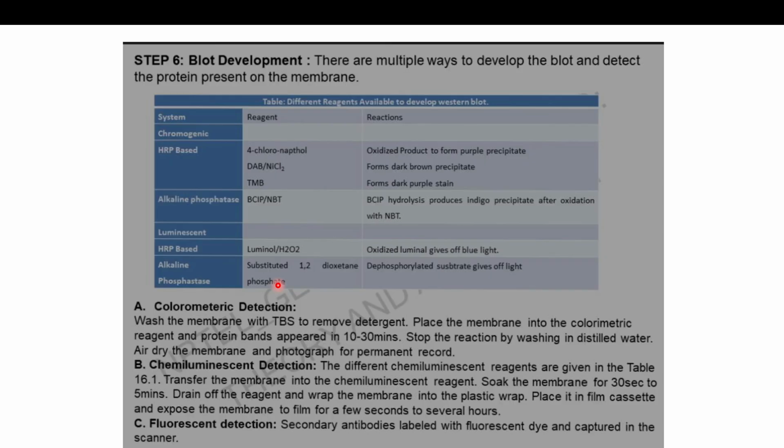In colorimetric detection, the membrane is washed to remove the detergent, and then it's placed into a colorimetric reagent, and protein bands appear in 10 to 30 minutes. There can be chemiluminescent detection also, and there can be fluorescent detection as well.